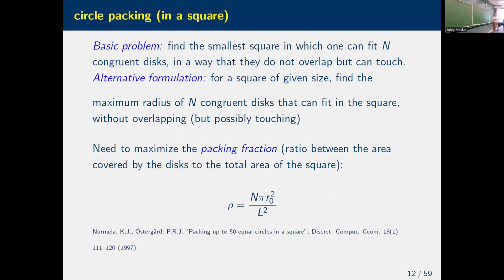So now we go to a rather different problem, which is circle packing. So instead of considering an interaction between distant points, now consider an interaction between rigid objects. Okay?